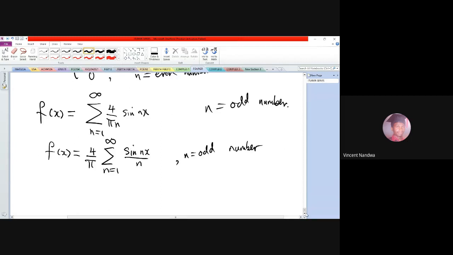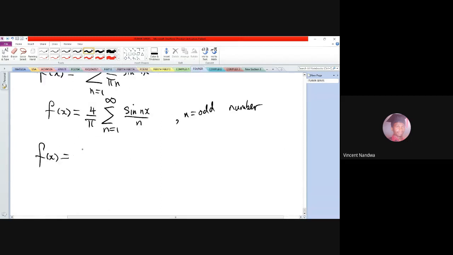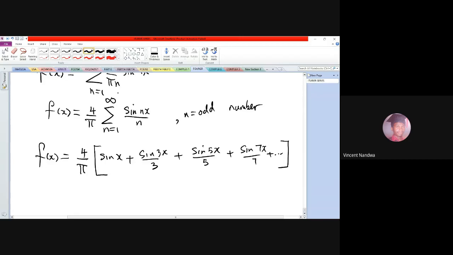So f of x is 4 over pi into, first odd number is 1, so sine x, the second one is 3, sine 3x over 3, next one is 5, sine 5x over 5, next one is 7, sine 7x over 7, plus other terms. So this is the Fourier series of that function.